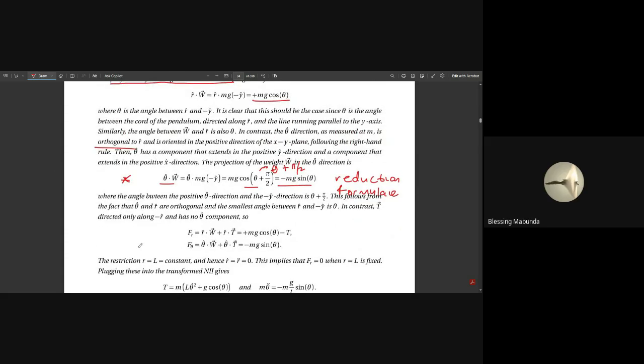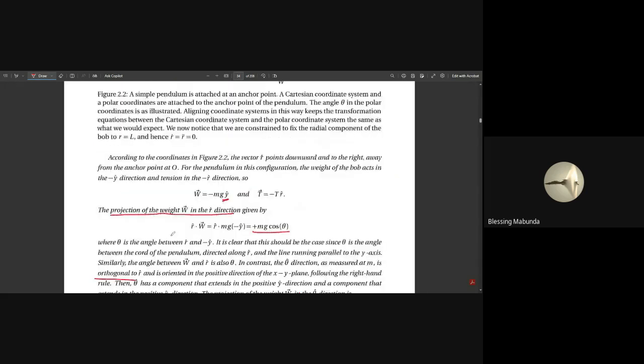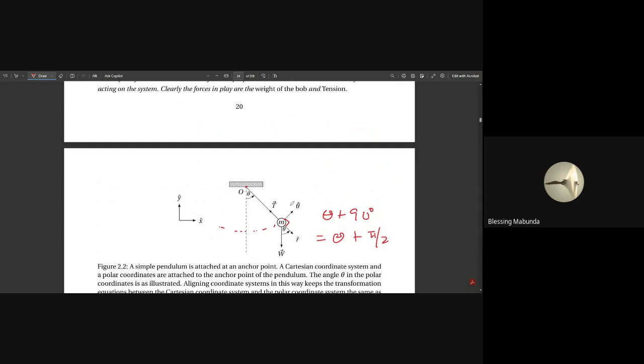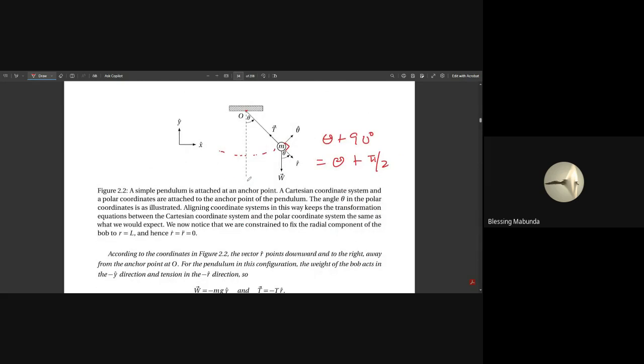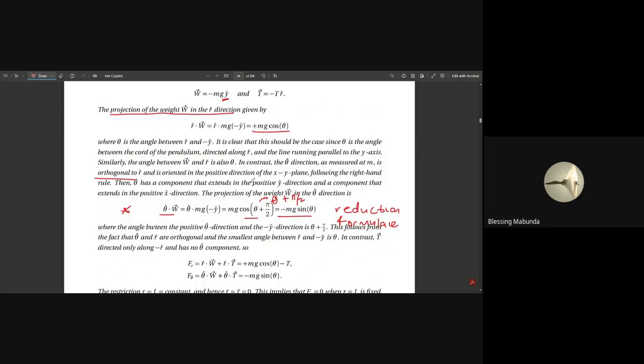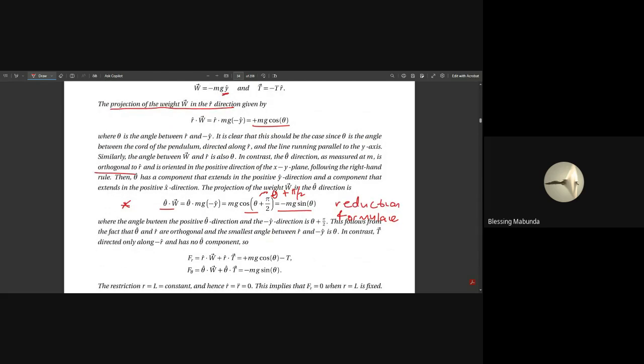In contrast here, we consider the tension force directed along minus r hat, meaning that it points towards here. So this is not going to have any theta hat component since they are parallel to each other. And for our F_r, we consider r hat dotted with W plus r hat dotted with T. And that's simply mg cosine theta minus T.